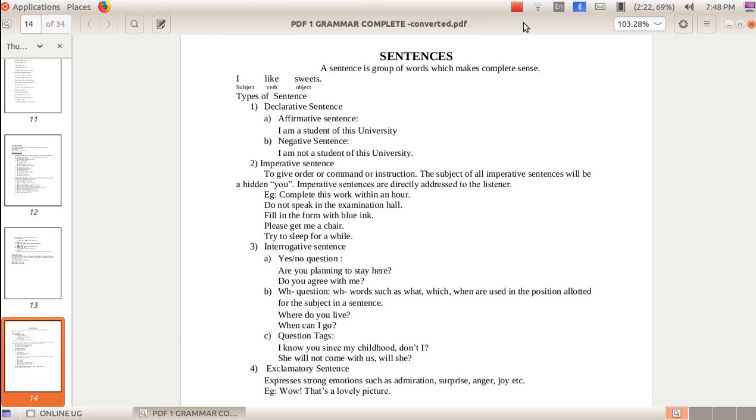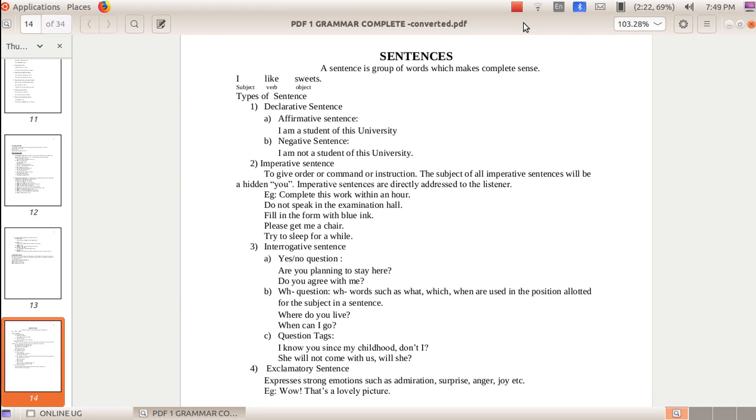Group of words which make complete sense means it's not just about having a group of words, but it should give us a proper complete meaning. So only such a group of words we can call a sentence. And here you can see an example, a very basic pattern: subject, verb, object. I like sweets. I is the subject, like is the verb, and sweets is the object of the verb. So this is the way we make very simple sentences in English.